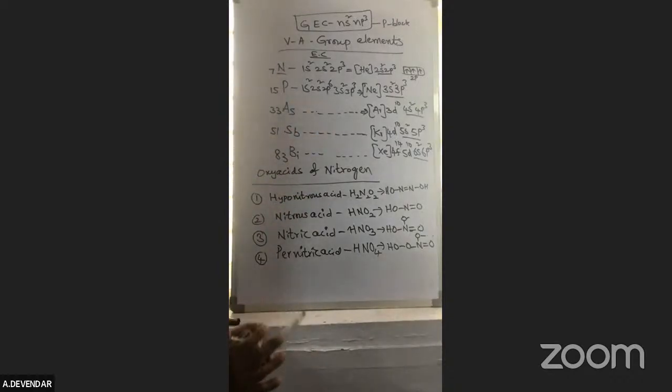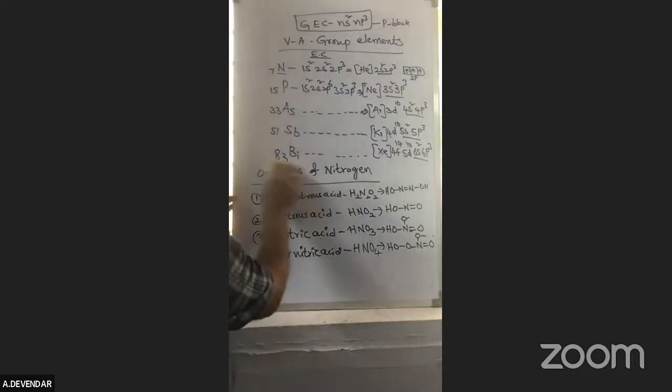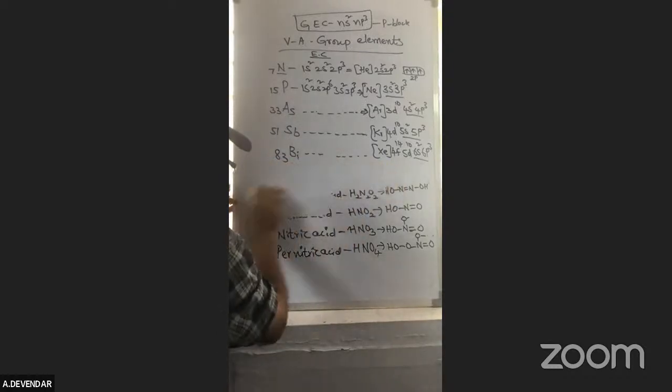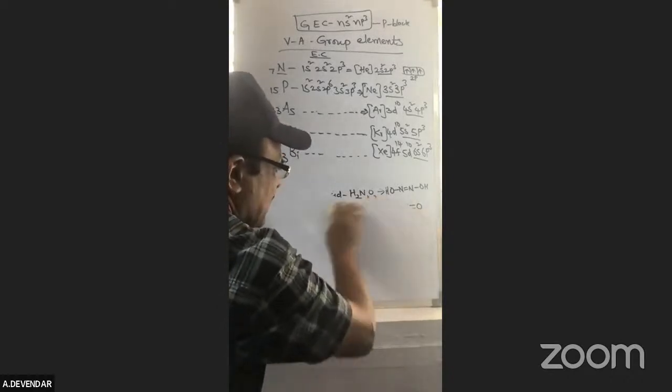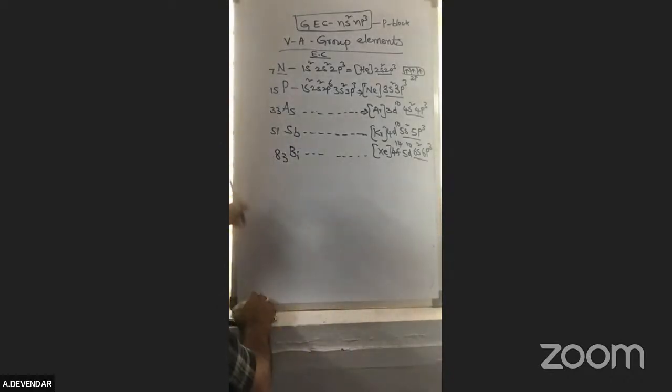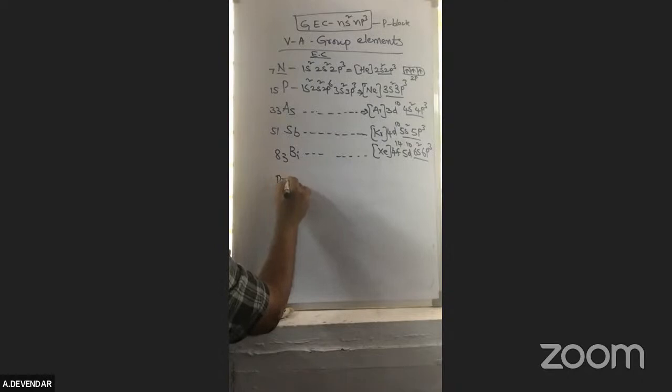Now coming to the very important part. This is a 5 marks question, very important. Next is the preparation of nitric acid. Preparation of nitric acid is a very, very important 10 marks question. I will give just a few steps in this nitric acid preparation, the Ostwald process.